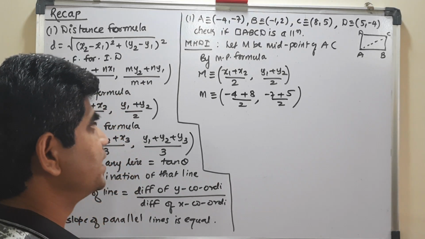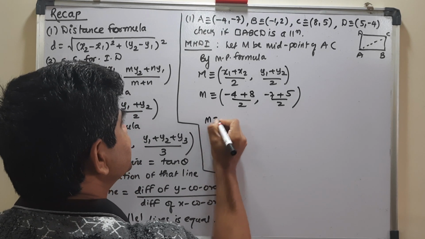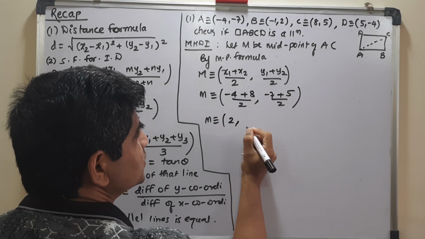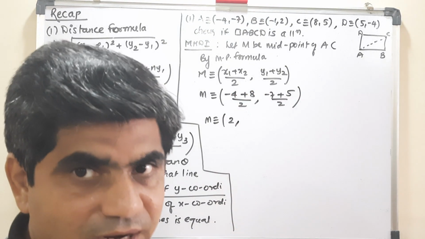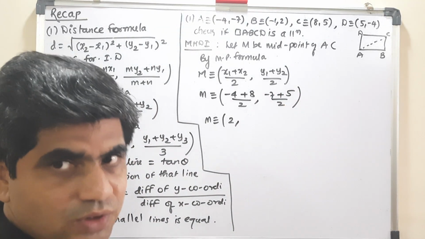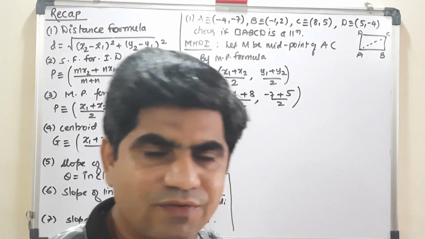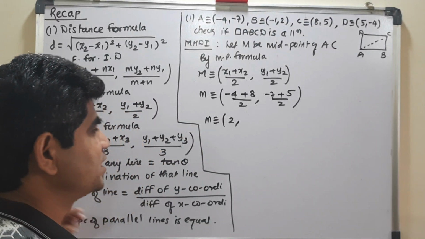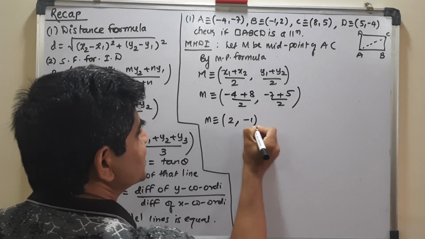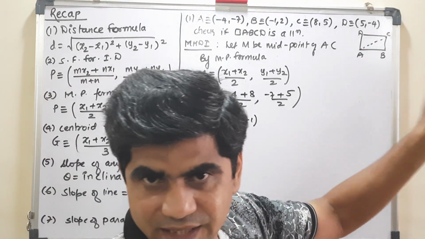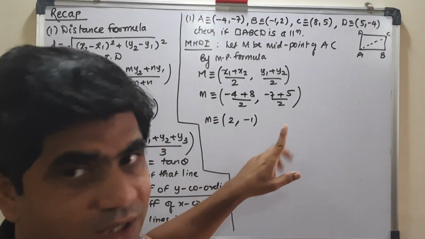So what we get here is the coordinate of M. 8 minus 4 is 4, that is 2. 8 minus 4 is 4. 4 divided by 2 is 2. And minus 7 plus 5. So we know we have done this a number of times, that is, subtraction will be there. 7 minus 5 is 2, and minus 2 by 2 is nothing but minus 1. So the coordinate of the midpoint of AC is 2 comma minus 1.